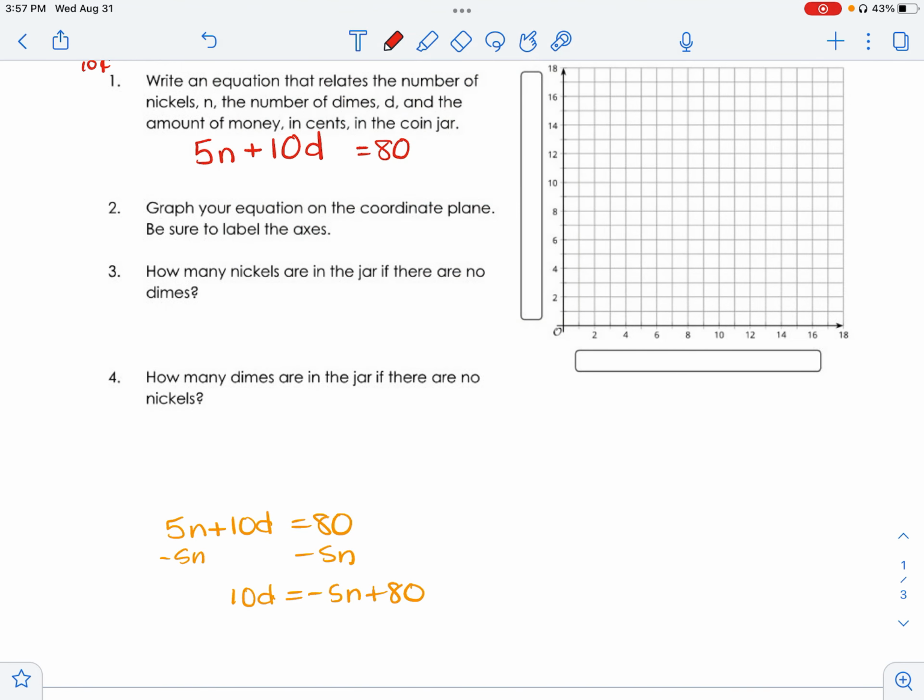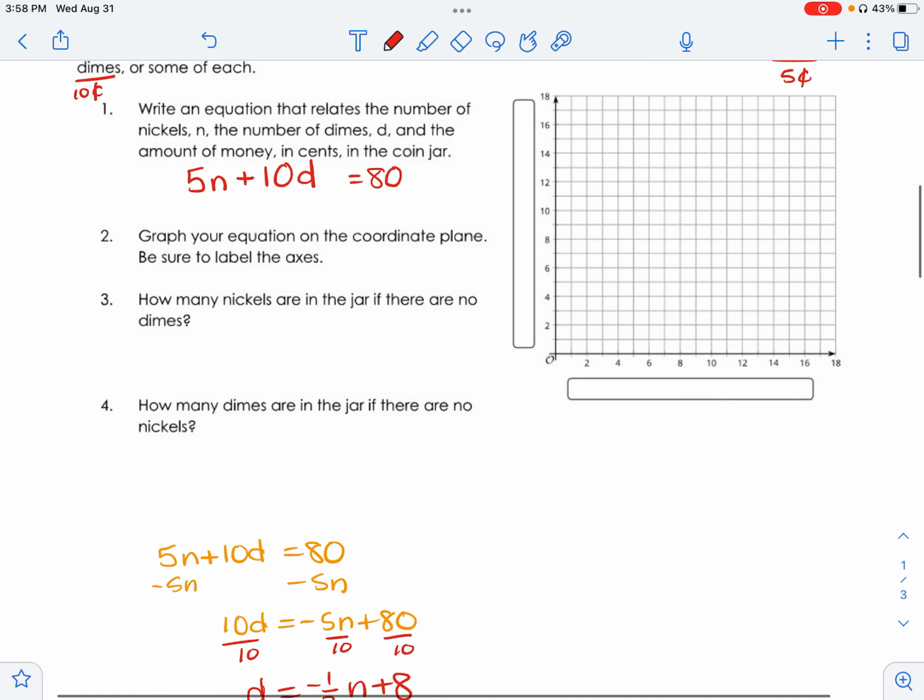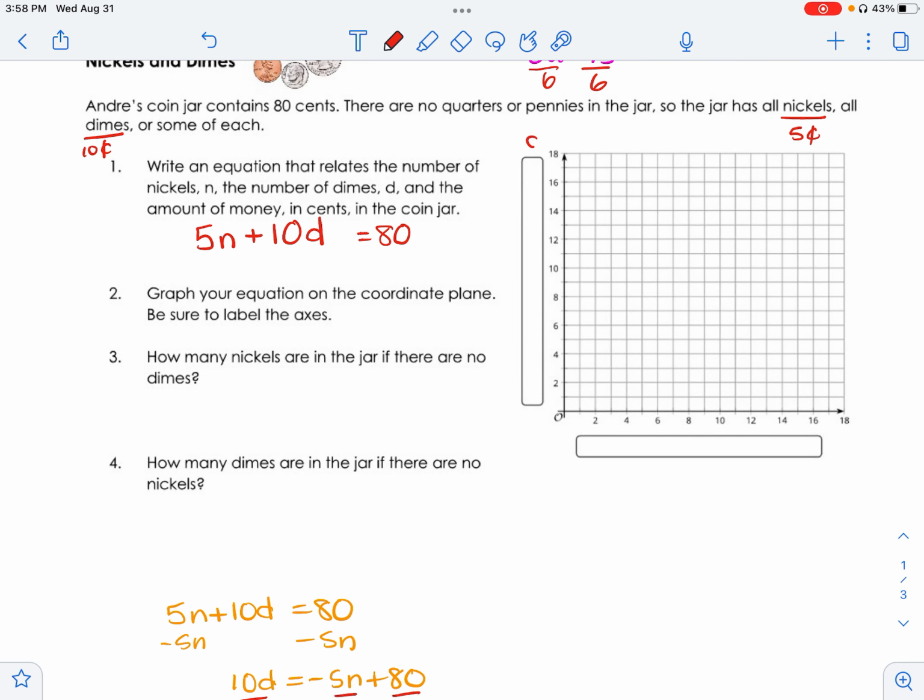And then I'm going to divide everything by 10. So I get d equals negative 1/2 n plus 8. All right, so we've decided that d is going to be our y value and n is going to be our x value. So this is number of dimes, and this is the number of nickels.